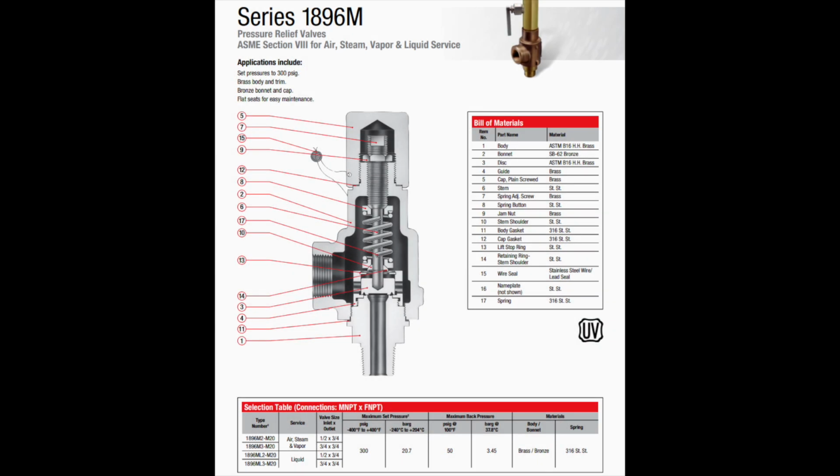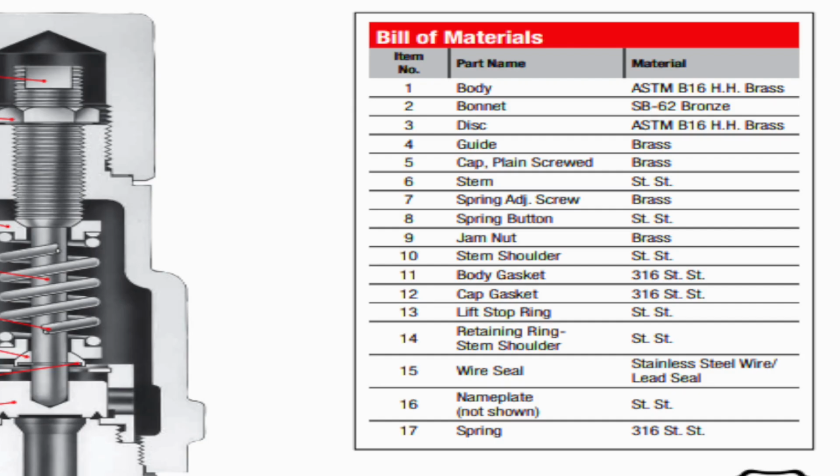And here's another example of relief devices. Now we're looking at a Farris catalog. It's the 1800 design. Their catalog's a little bit different. It's actually showing you the internals of the valve, which is really nice. You can see the bill of materials on the right. Once again, we're checking those materials to see if they are compatible with the chemicals that we're dealing with.